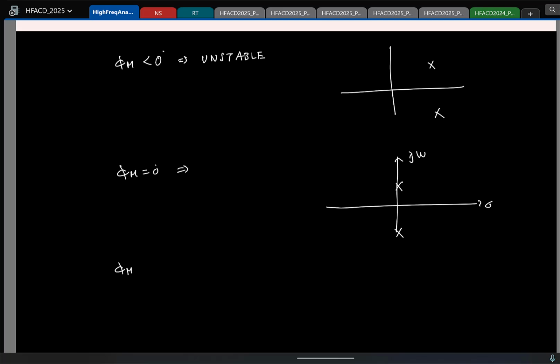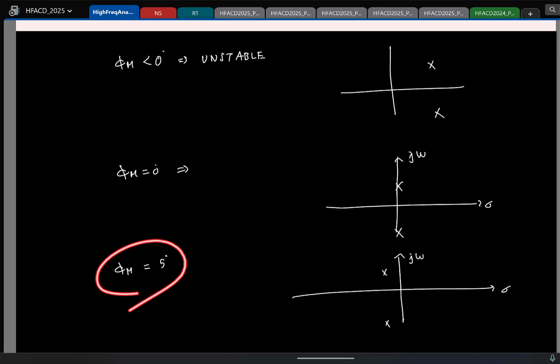Now if phase margin is greater than 0, but let us say that it is some 4 or 5 degrees, where will the closed loop poles lie? It will be in the left half of S plane, but it might be very close to the j omega axis. So again, it is not just enough to have a positive phase margin. You need to have sufficiently large phase margin so that it is not close to the j omega axis. And how close or how far apart this must be depends on multiple parameters.